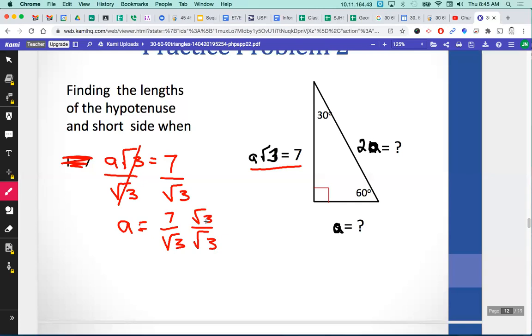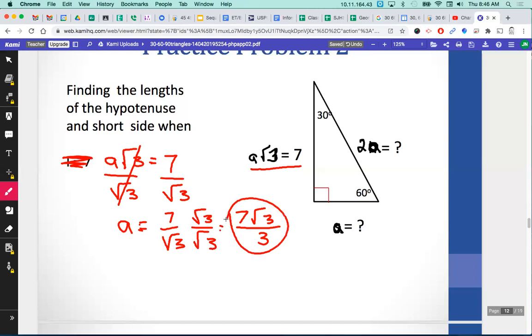Okay. So again, I know it'll be equivalent because I'm multiplying the top and the bottom of the fraction by the same thing. So I multiply straight across, I get 7 radical 3. Radical 3 times radical 3 is 3. Okay. So that's called rationalizing your denominator. You got to multiply by the radical that's in the denominator. So we get A equals 7 radical 3 over 3.